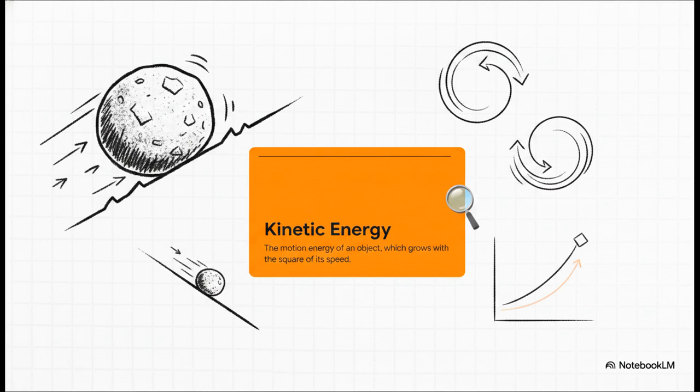Think about it like this. Rolling a tiny pebble down a hill, that creates a little kinetic energy. Rolling a massive boulder down that same hill, that creates a massive amount of kinetic energy. Just don't drop that boulder on your foot. And actually, here's the wild part. If that boulder rolls twice as fast, it doesn't just double in energy. It has 4 times the energy. So mass and speed, those are the 2 ingredients that make up kinetic energy.